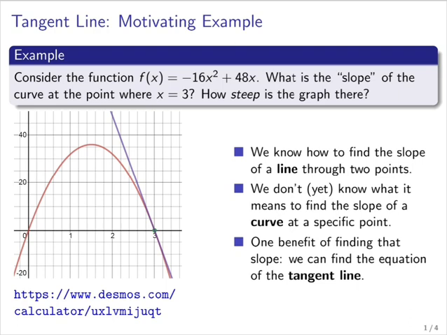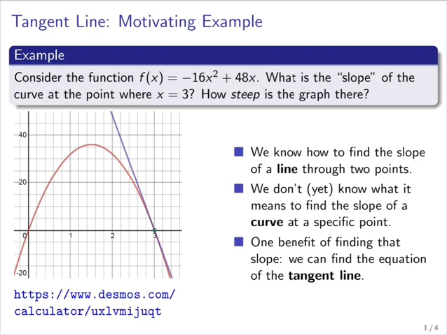So here's a specific example that I want to look at that's going to motivate the concept of a tangent line, something that's going to be really useful for us and we're going to spend a lot of time investigating. Consider the function f of x is negative 16x squared plus 48x, and you can see the graph of that function down here. That's that red curve. My main question that we're going to explore in this example is what's the slope of the curve there at that point where x is 3, right down there. What is the curve doing there? How curvy is it? How slanted, how tilted, how steep is the graph?